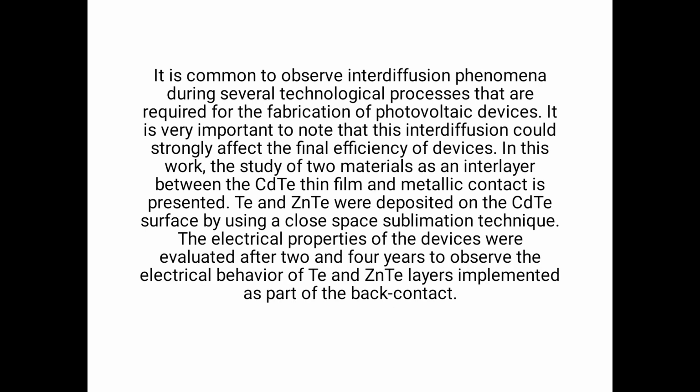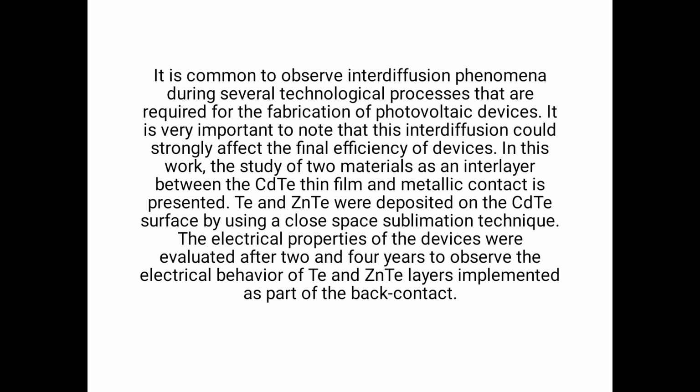It is common to observe interdiffusion phenomena during several technological processes that are required for the fabrication of photovoltaic devices. It is very important to note that this interdiffusion could strongly affect the final efficiency of devices.